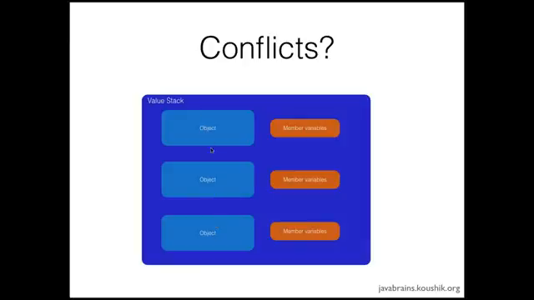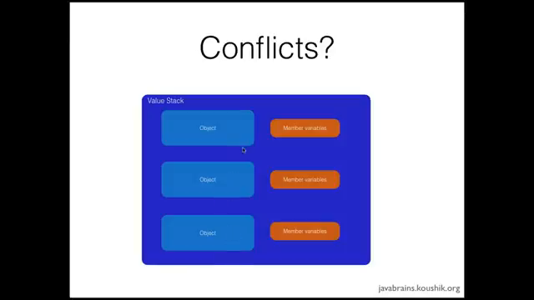We have different objects which can have member variables, and then the value stack kind of assimilates all those member variables. Now, what if both of them have a common name? How does the value stack handle conflicts? Well, conflicts are handled this way. It's a stack, actually, even though it's not a traditional stack. It has objects stacked up one below the other.